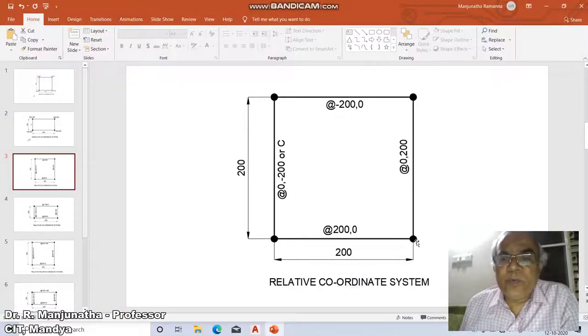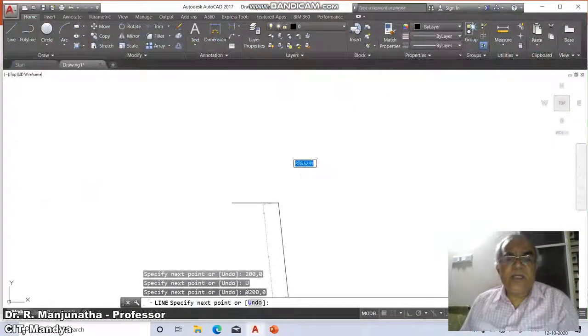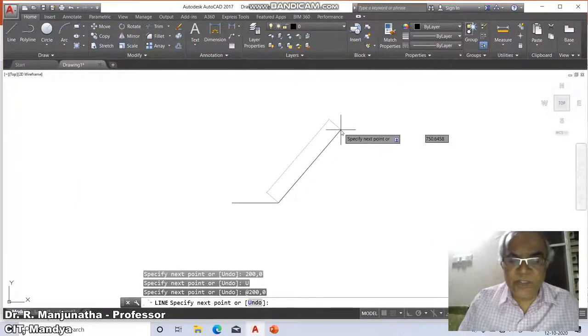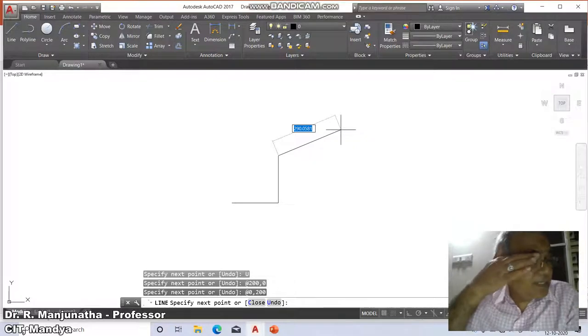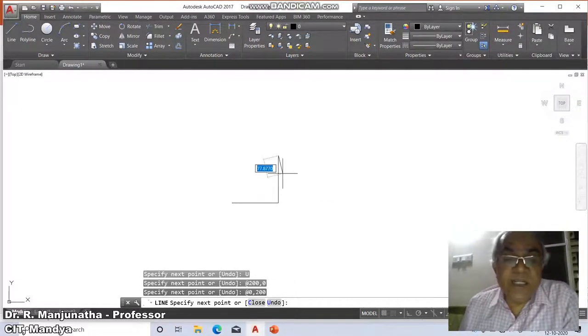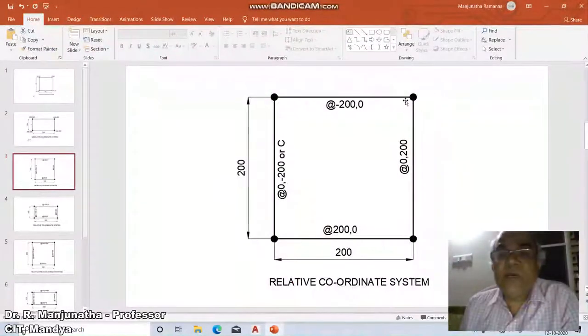Again, we are moving in the y direction. So what is the position of the new point with reference to the previous point? This point will be treated as 0, 0. So from here, you are moving only in the y direction. So what is the increment in x? The increment in x is 0. Therefore, here at the rate 0, 200. So you're going to get the 90-degree line.